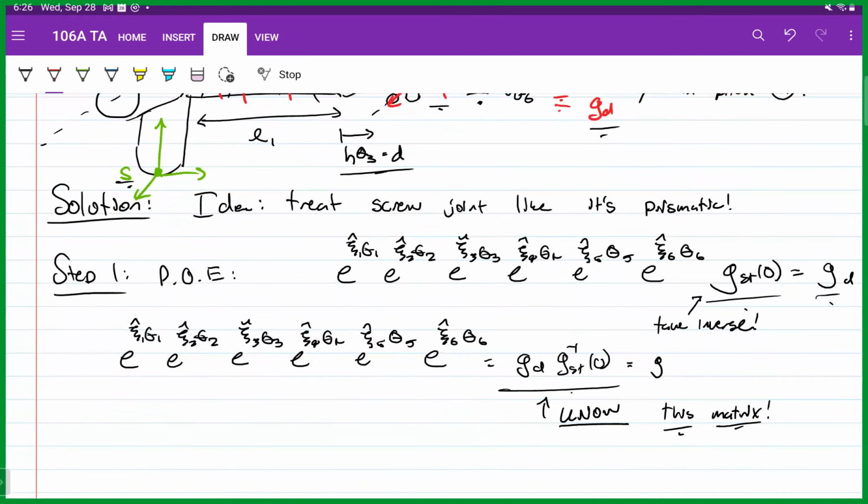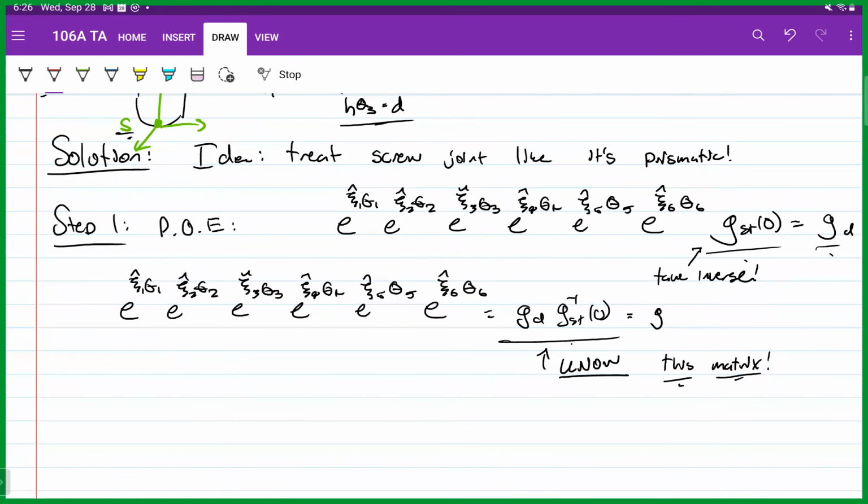Okay, cool. So are there any questions about this setup that we've done before we actually go ahead and solve this problem? All right, cool.